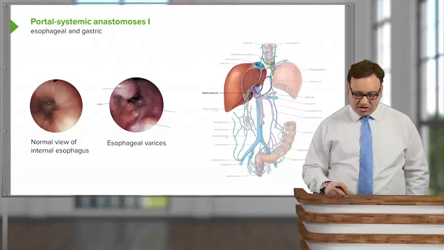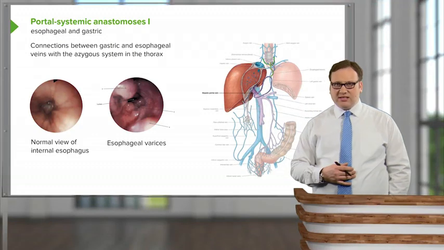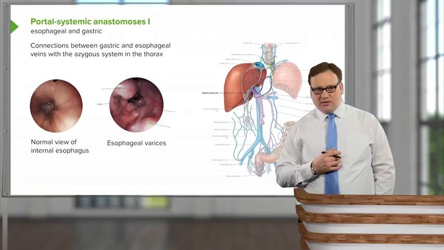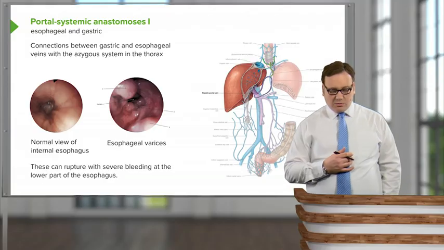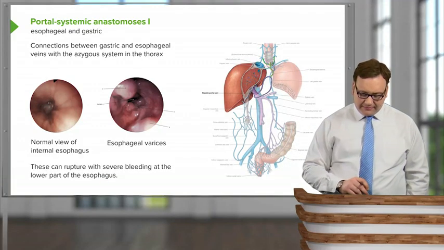So that's one of them, the esophageal and gastric anastomoses. The connections between these gastric and esophageal veins connect to the esophagus system in the thorax. And like I said, if these were to rupture, you can get some quite severe bleeding.